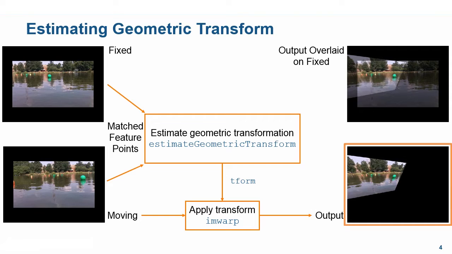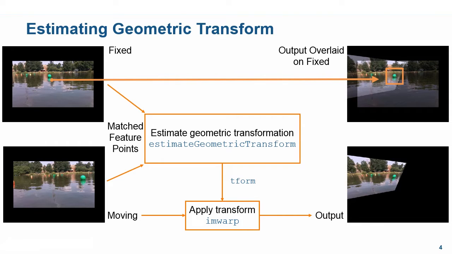Here we see the transformed output image and the output image overlaid on top of the fixed image. If we took the green buoy for reference here, you can see how the moving image has been transformed to lay on top of the fixed image. Let's switch to MATLAB to see how this can be done.